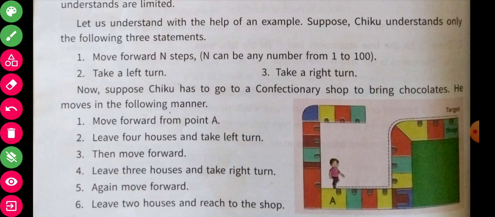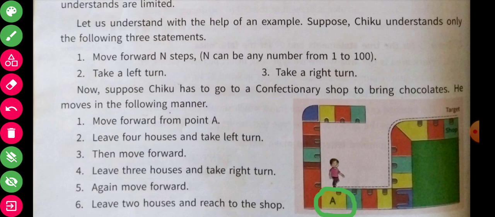Computer can understand our instructions. Let us understand with the help of another example. Suppose Chiku understands only the following three statements: move forward some steps, take a left turn, take a right turn. Now suppose Chiku has to go to a confectionery shop to bring a chocolate. That means Chiku's target is to go to the shop to bring a chocolate. Then what we have to do is give them the instructions on how to go.